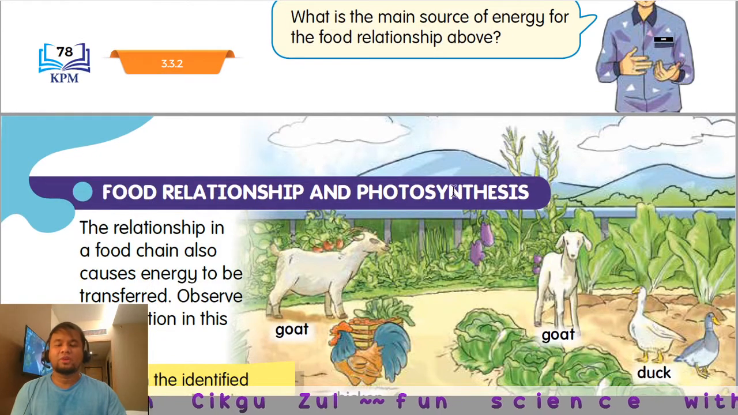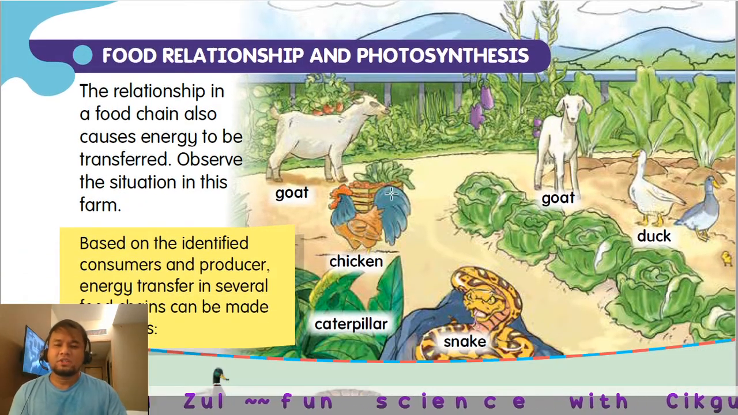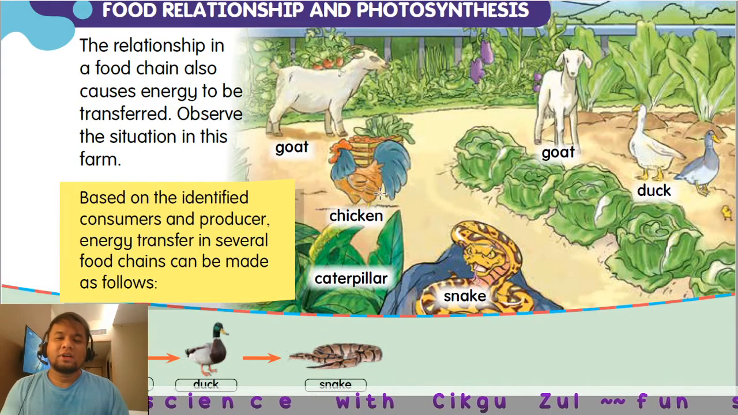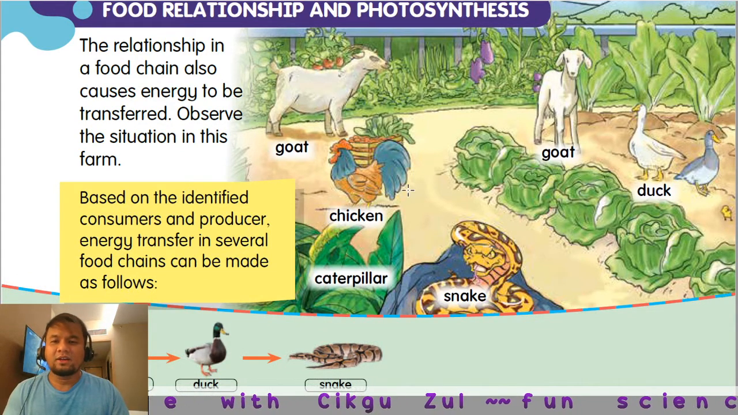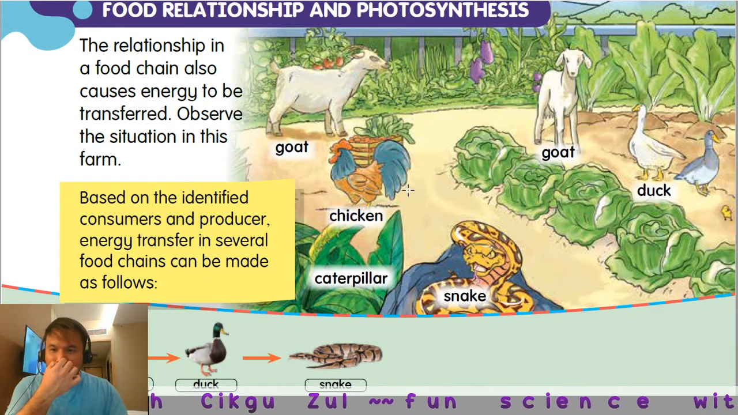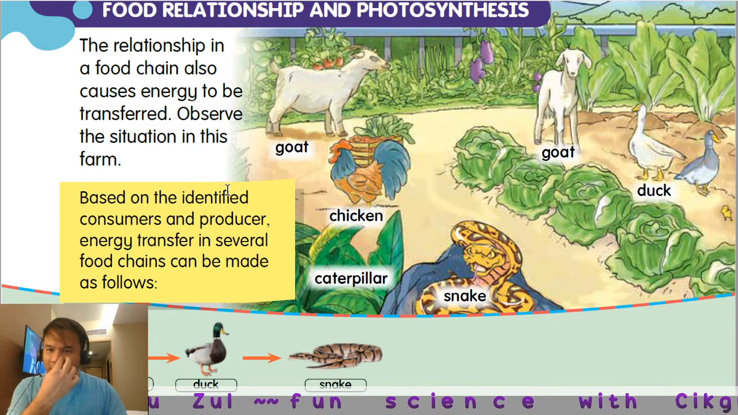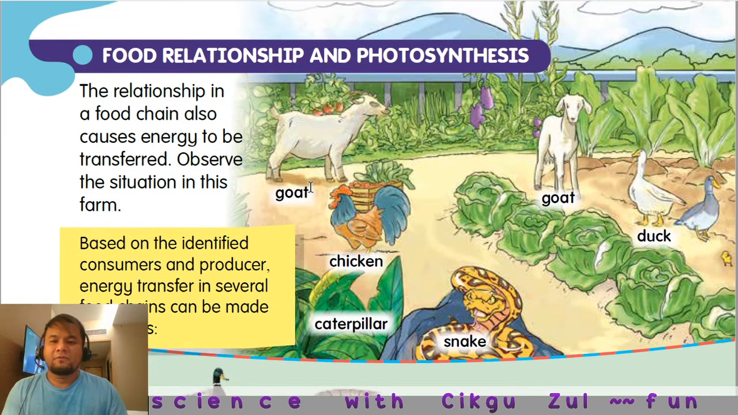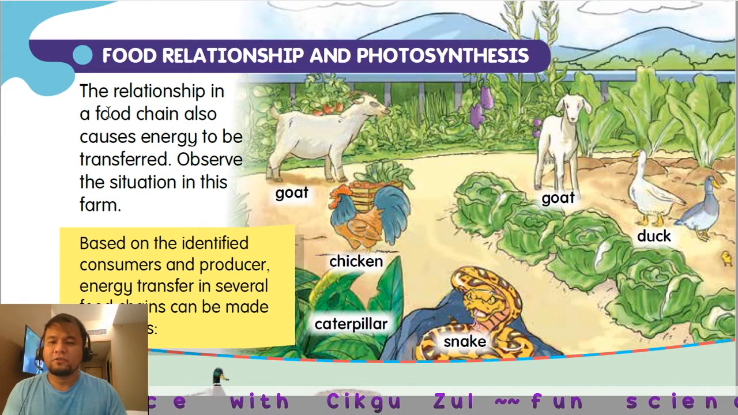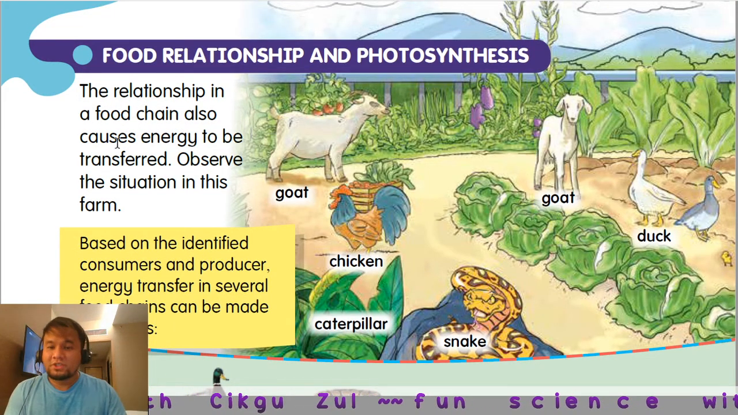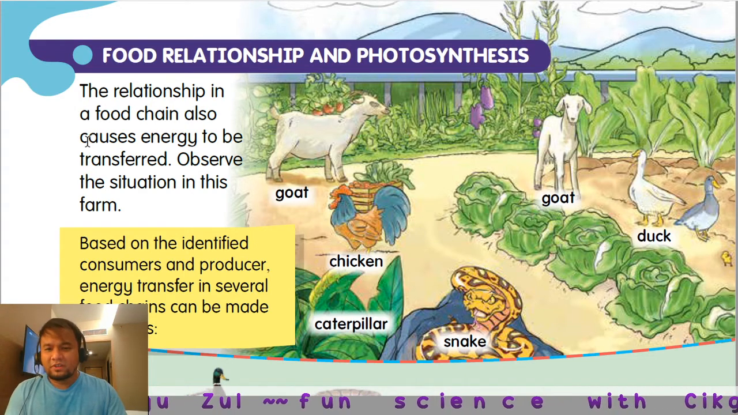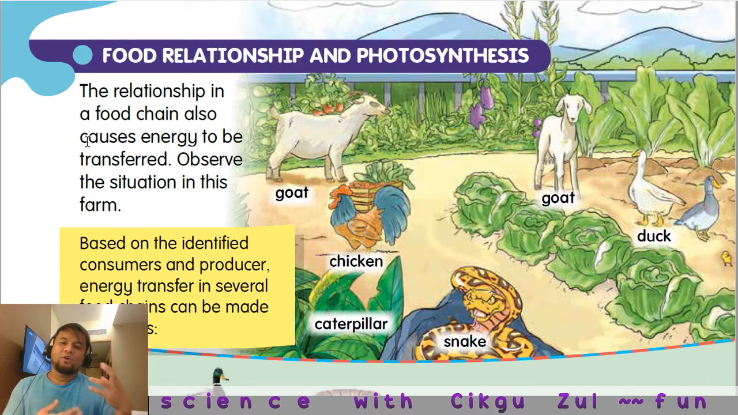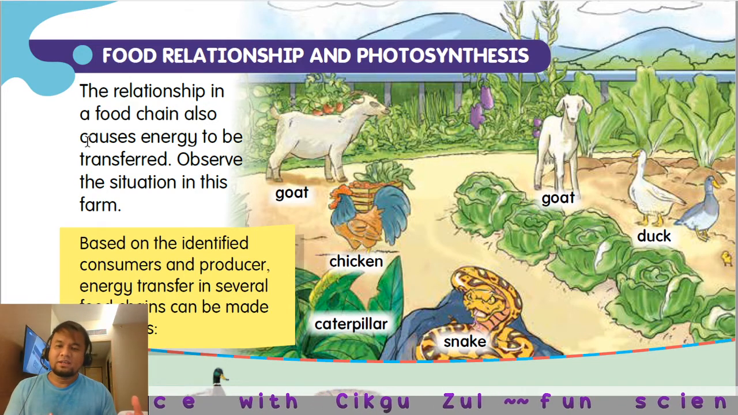Okay, now we are going to see another situation where we are given a situation in kebun sayur. Okay, so kita pergi dekat kebun sayur ni, the vegetable farm. The relationship in a food chain also causes energy to be transferred. Jadi ada tenaga yang dipindahkan kepada organisma ataupun hidupan yang lain.